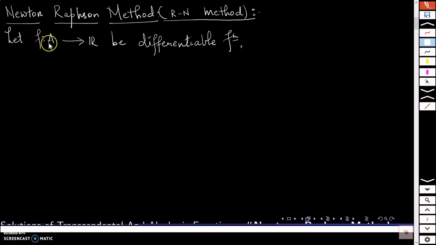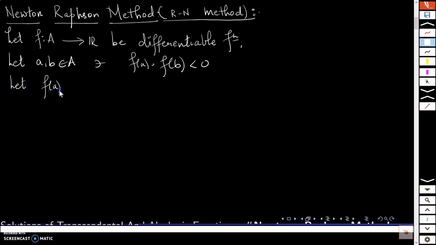Now, supposing a and b are 2 points in A, such that f of a into f of b is negative. So they are of opposite signs, and therefore it is guaranteed that between this small a and small b, the function f will definitely have a root, right? So we will assume that f of a is negative and f of b is positive. Let's fix that.